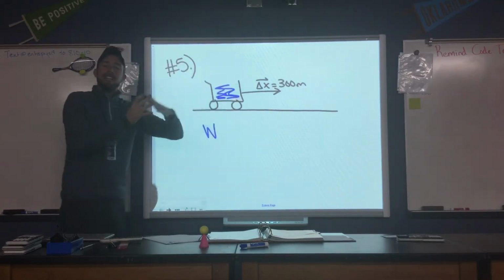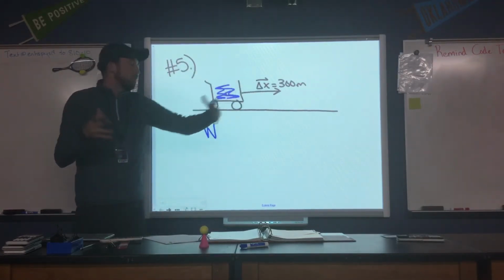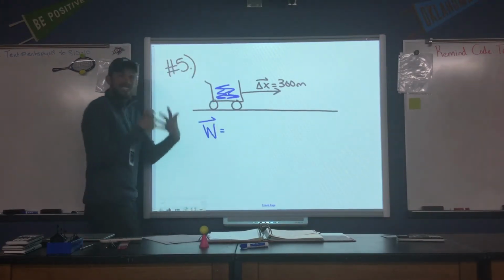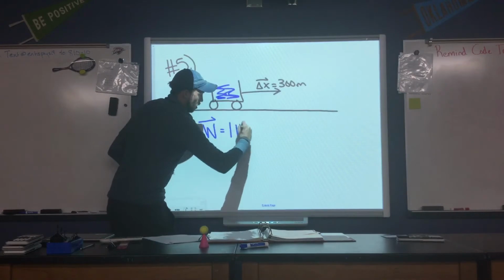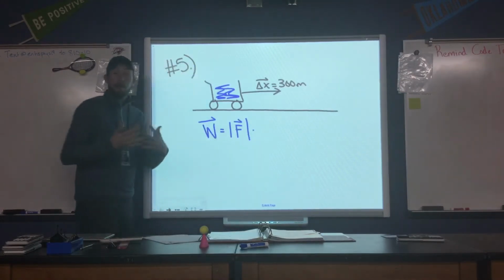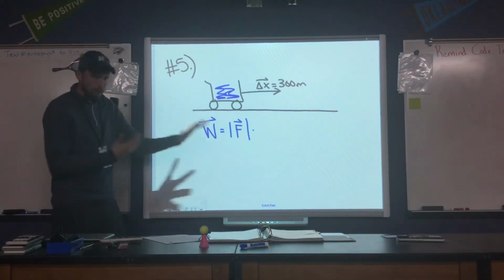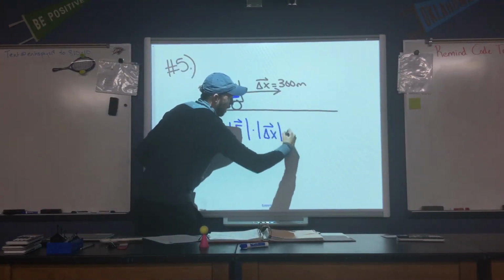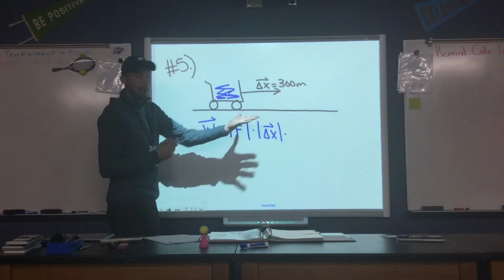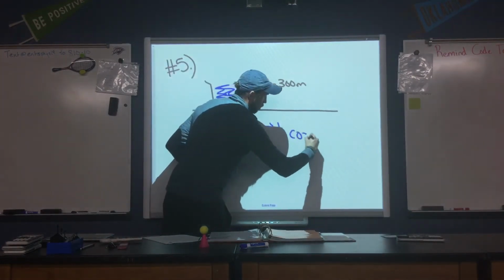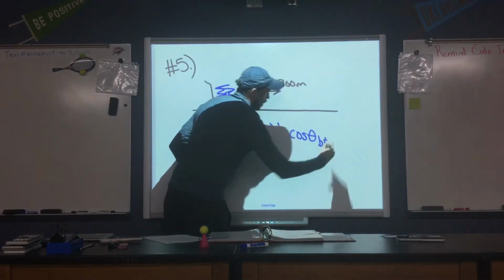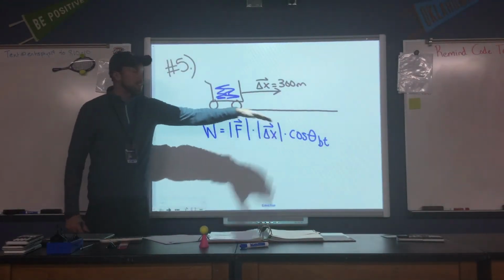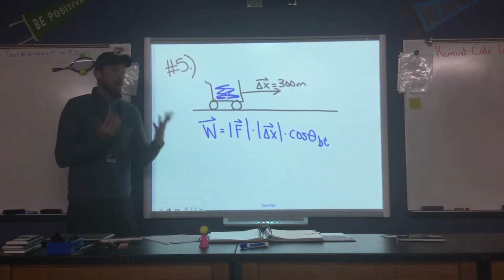Now, because I have a delta x, a displacement of our object, that means I might want to use our work equation where the delta x value shows up. As we've discussed, there are a few ways we can think about work as a quantity. One of them is by this equation. Work done is equal to the force applied on an object multiplied by the displacement of the object multiplied by cosine of the angle between the force and the displacement. Now here we're told the delta x is 300 meters in our problem.